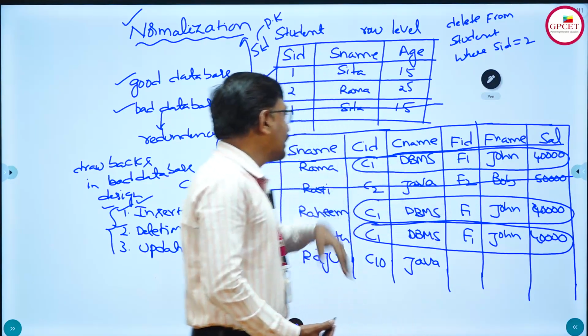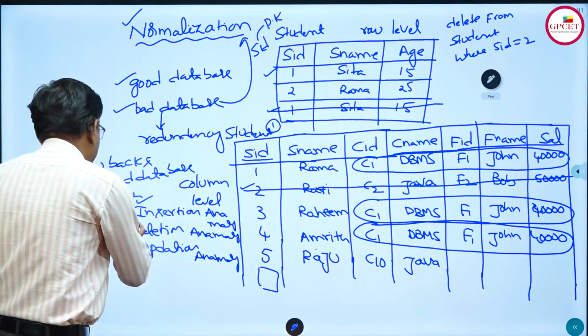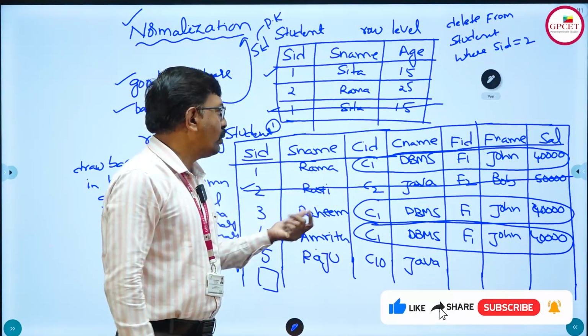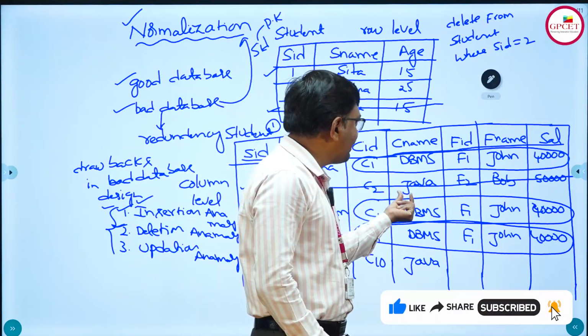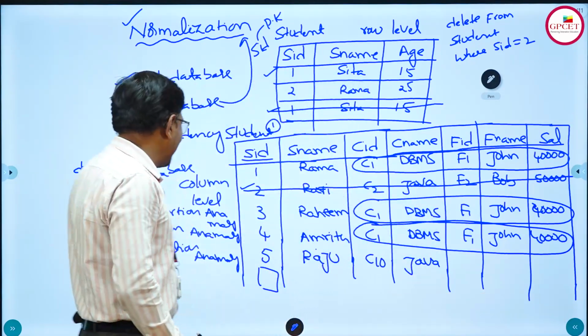Okay, what about the remaining students' problem? That is a drawback, a deletion problem. Suppose you want to delete the second record, what is the problem here? The course name Java is there, and some faculty can also be deleted. That is the problem. That is a deletion problem.